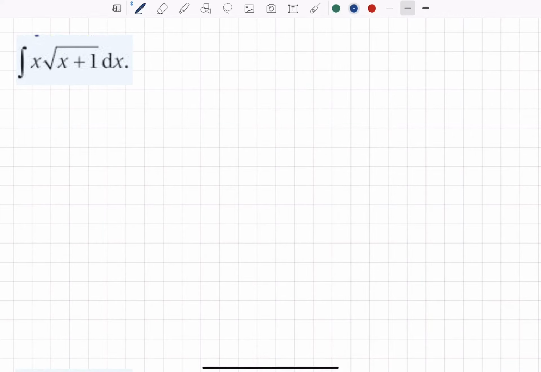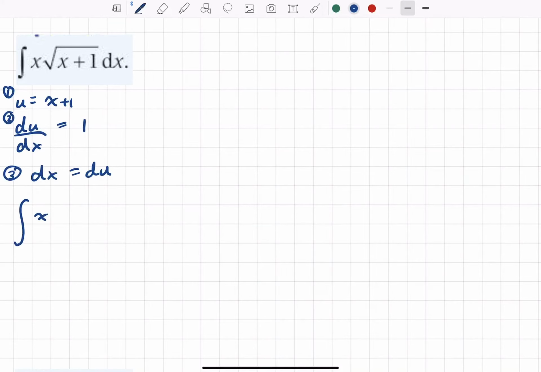So what do we do? When you see the same power, you're going to call u the more complex term. x plus 1 is more complex than x because there's an additional plus 1 term. Then we carry on with simply taking the derivative of u, which is just going to be 1. And so if we isolate for dx, we see that dx is just equal to du. So let's do a bit of substitution here. We have that x root u is then equal to just du.